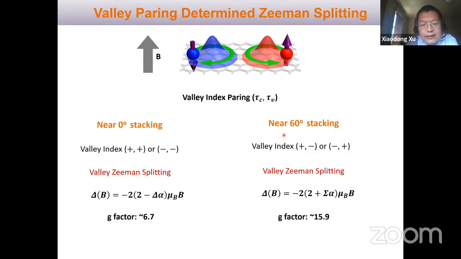If the sample has a near 60 degree twist, what that means is the valley index of an electron and a hole is exactly opposite to each other. And the consequence of this opposite valley index is that now the Zeeman splitting is determined by this formula here. Now it's 2 plus sigma alpha. Here, sigma alpha is the summation of the conduction and valence band G factors. The reason it is a sum is that the electron and hole have different signs here. So this gives rise to a quite large G factor, close to -16.